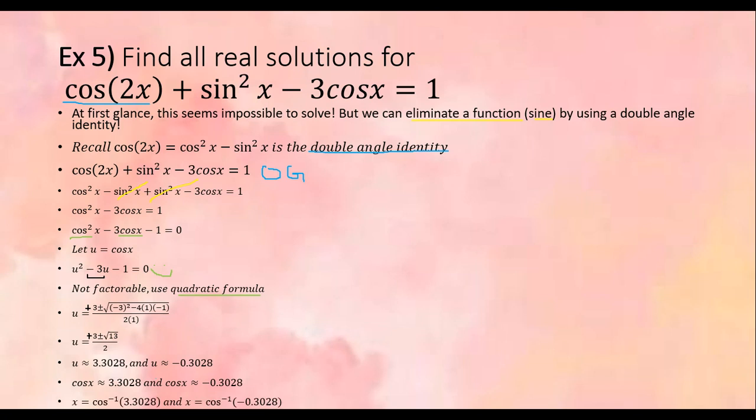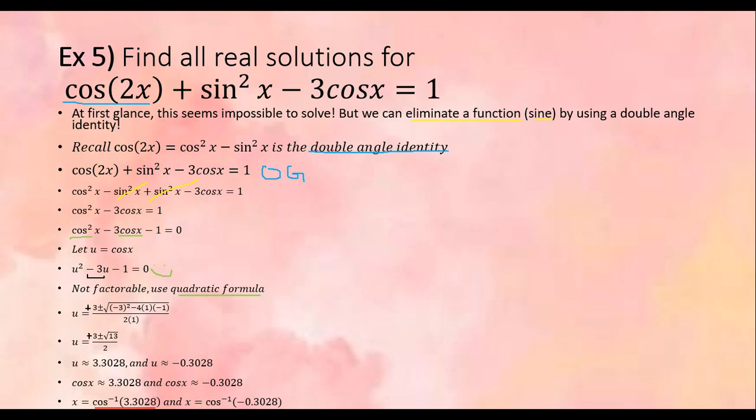So taking the inverse cosine of both sides, I did not show this step, I just canceled it out. x equals inverse cosine of 3.3028 and x equals inverse cosine of -0.3028. Now, if you plug this into your calculator, you are going to need a calculator. Plugging this one in tells you no solution. Error, DNE. That one has no solution.